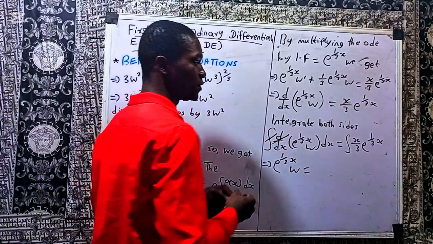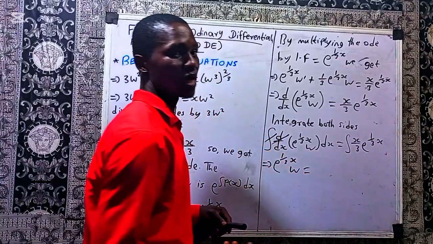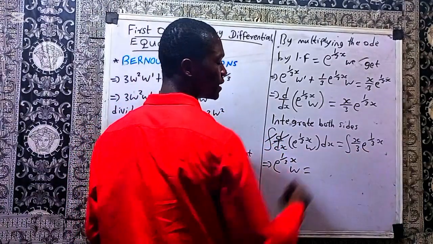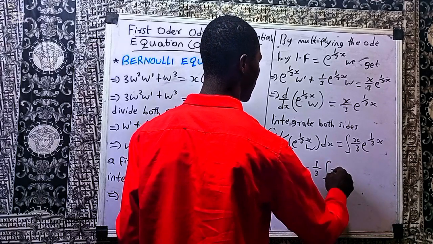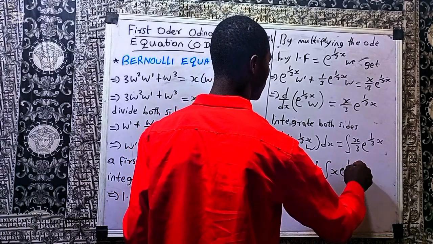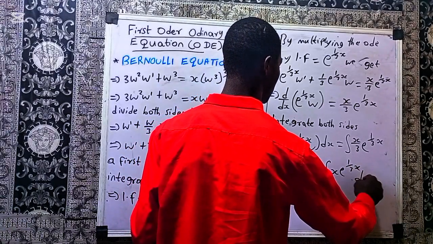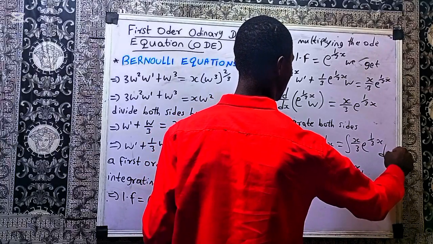Now this x over 3, I can factor out the 3 in the denominator. So I'll have 1 over 3 integral of x exponential 1 over 3 x dx. So I have to put dx here, right? dx.